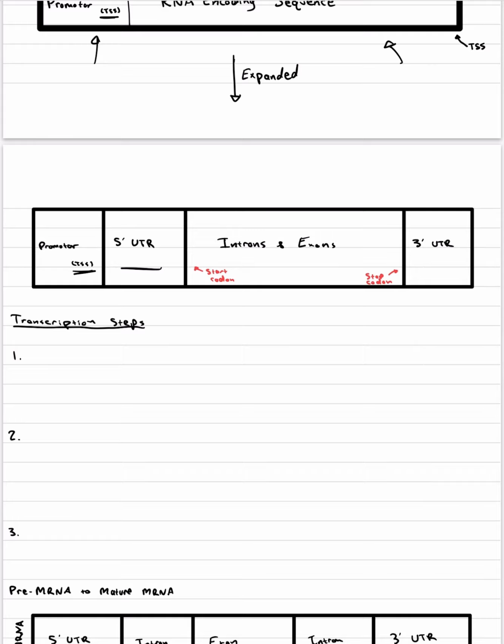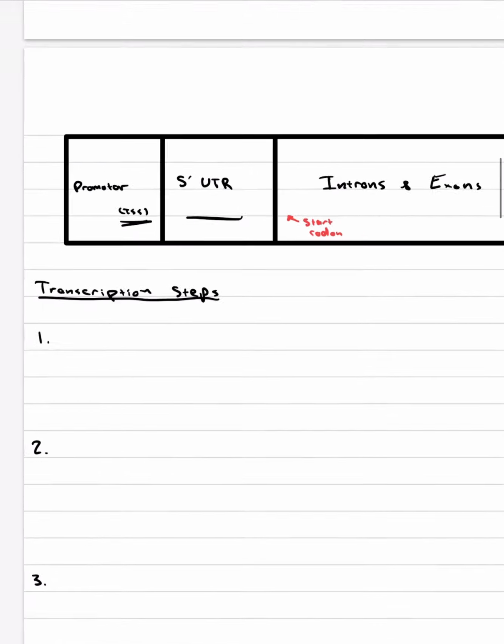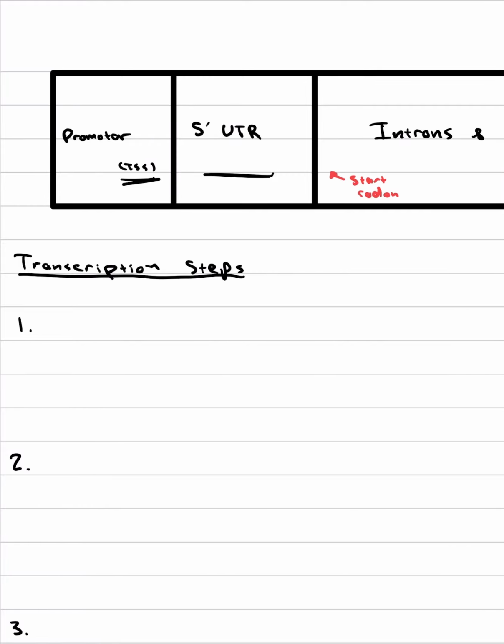Now, for transcription, we have 3 steps. We have initiation. During initiation, what happens is the promoter region is recognized by RNA polymerase, which binds to it, and with the aid of transcription binding proteins, it begins transcription.